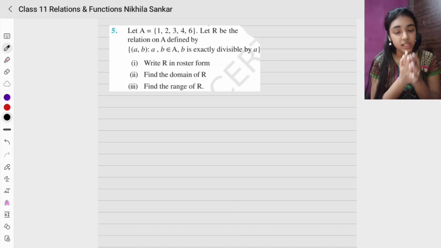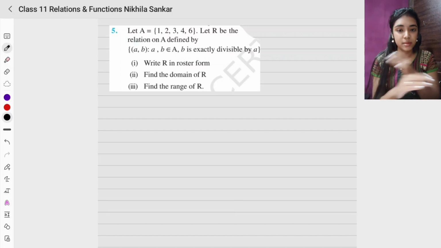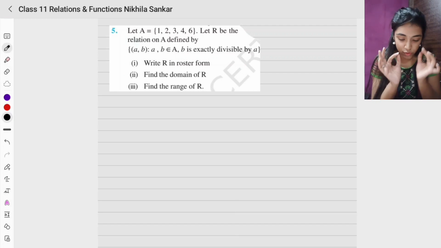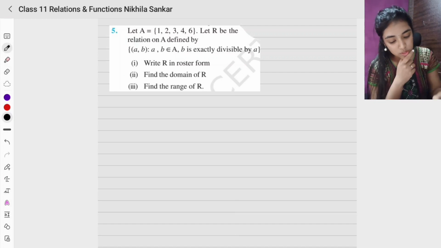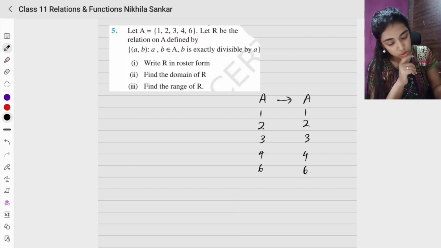Divisible, divided, divisor, dividend, there are many similar words. So you have to be very, very careful when you are dealing with relations. X and Y coordinates cannot be mixed up or mismatched. Correct? So you have to understand the meaning properly. Okay, so what are the elements of A? A to A is the relation. So I have 1, 2, 3, 4, 6, and 1, 2, 3, 4, 6.